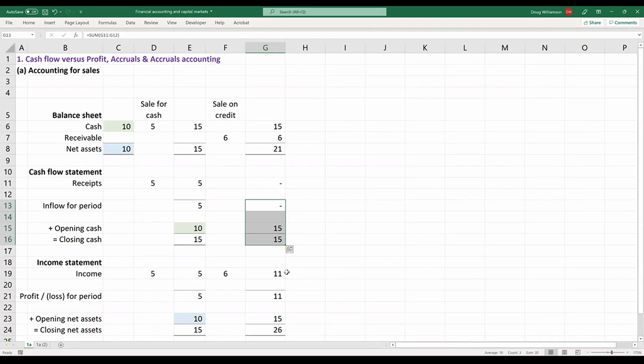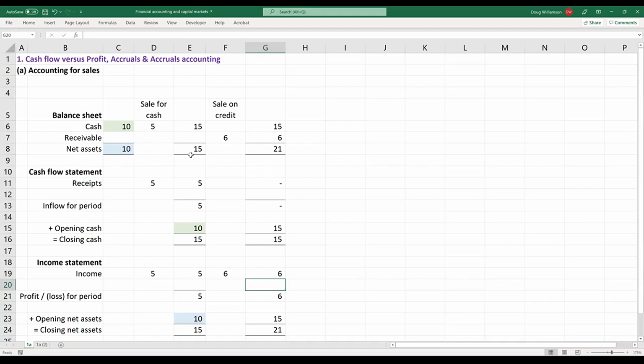Income for this period was 6. The income is a credit sale. So income for this period, £6.